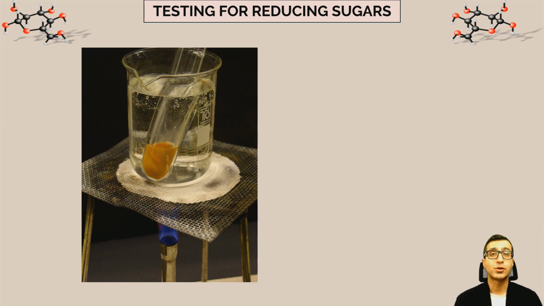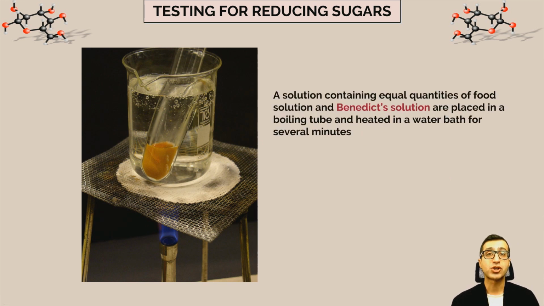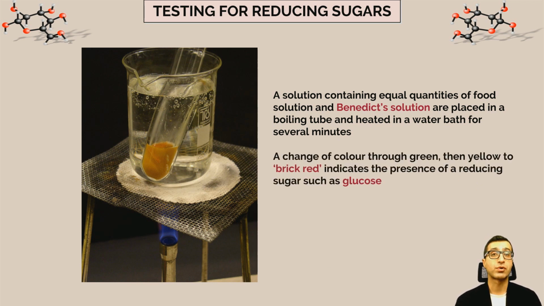We start with a solution containing equal quantities of a food solution, which we're testing for the presence of reducing sugars, and Benedict's solution. Now, these two equal quantities of solution are mixed together and placed in a boiling tube, like is being shown here, and then this boiling tube is heated in a water bath, as shown here, for several minutes. Now, at the end of that, we see a change of colour through the green and then yellow to form eventually a brick red precipitate. And so this indicates the presence of a reducing sugar, such as, for example, glucose.